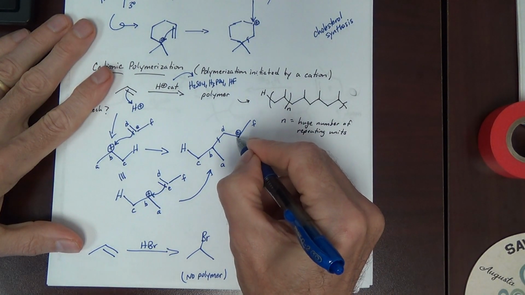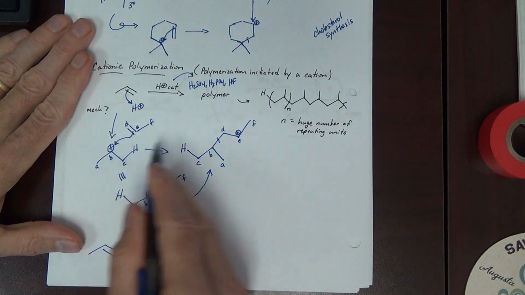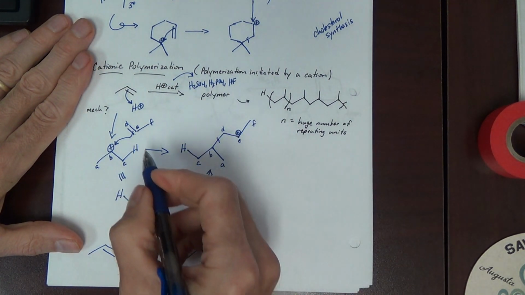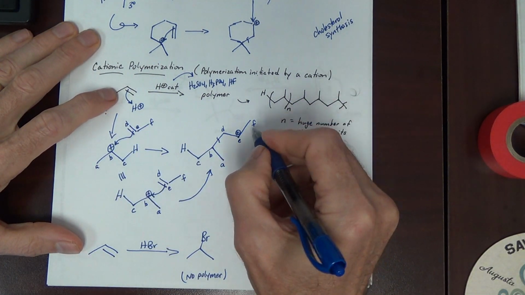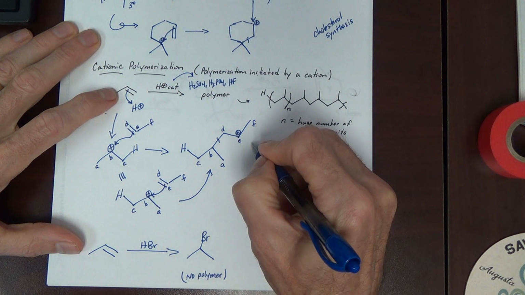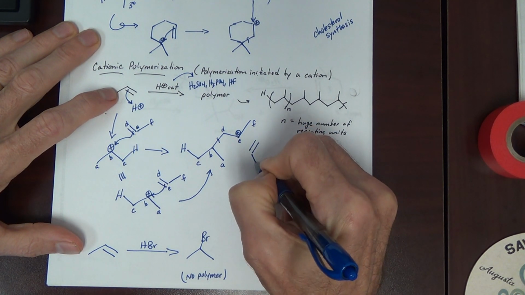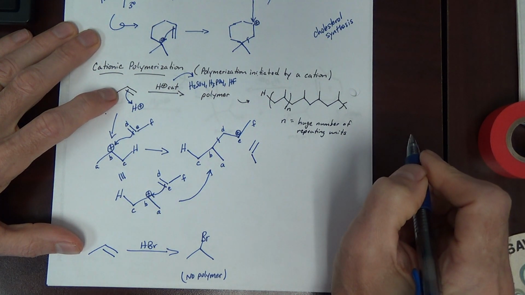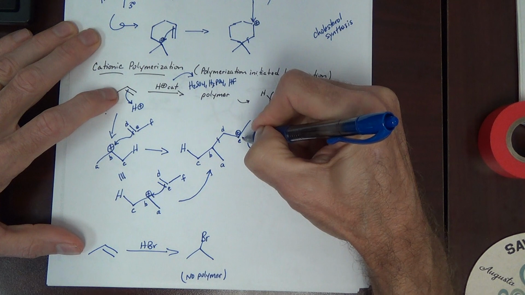So what could attack this carbocation? Well, again, there's no anion, there's no nucleophile other than the alkene, so we come in with another equivalent of the alkene. And if we take this here, position it nearby, this is going to swing out and attack like this.